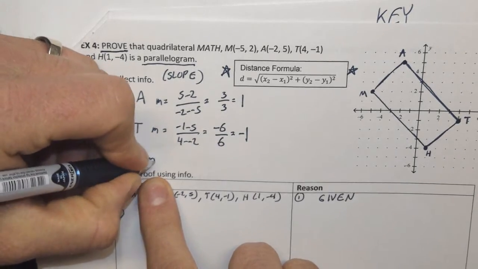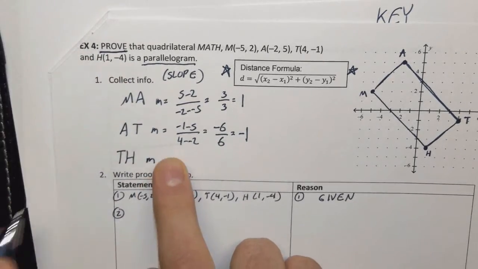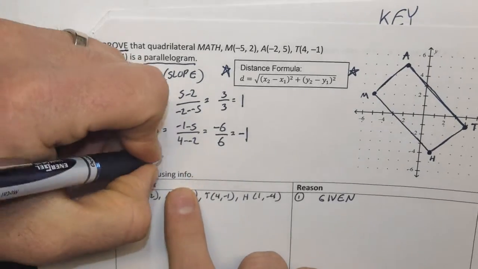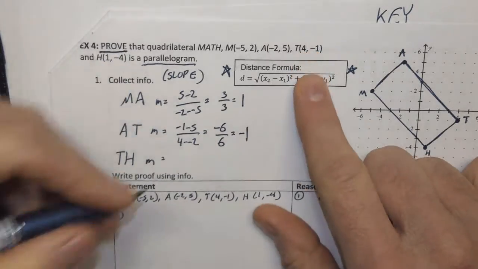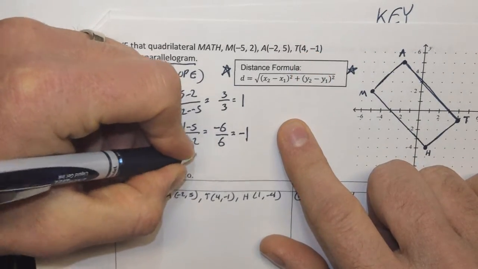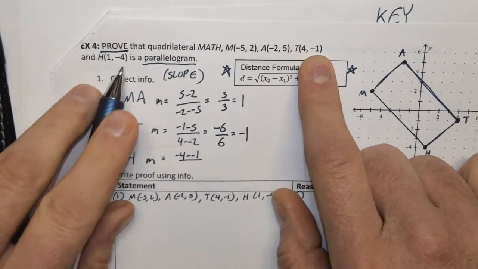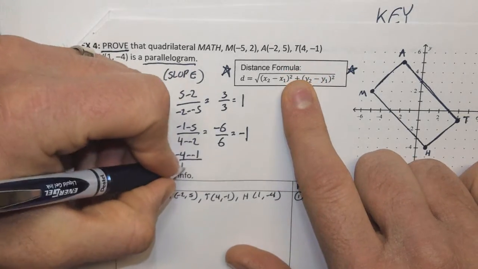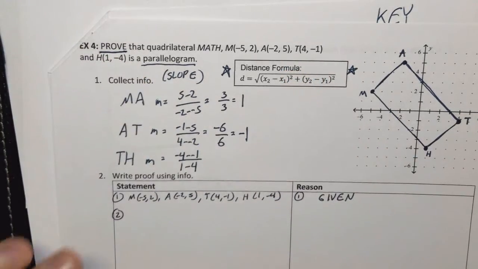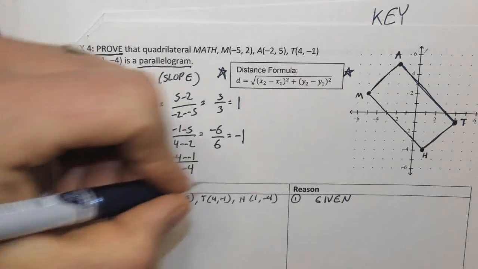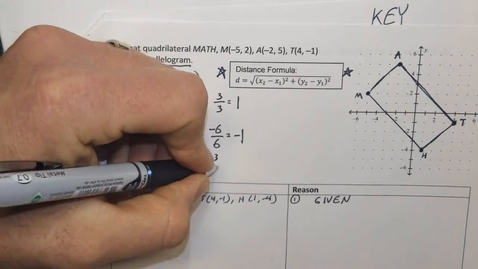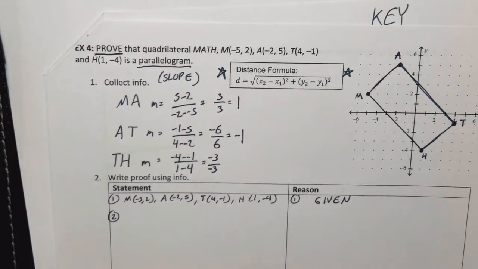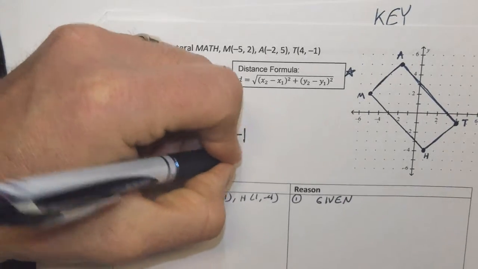I want you to notice that I'm labeling my work. I think it's important to label my work, and I'm also showing my calculations here, and I think that's important as well. T is up here, and H is down here, so it's going to be negative 4 minus a negative 1, and that is also going to be 1 minus 4. So now this one's an interesting one. In the numerator, we're going to end up with negative 3, and in the denominator, we're going to end up with negative 3. A negative divided by negative is a positive, and we end up with 1.